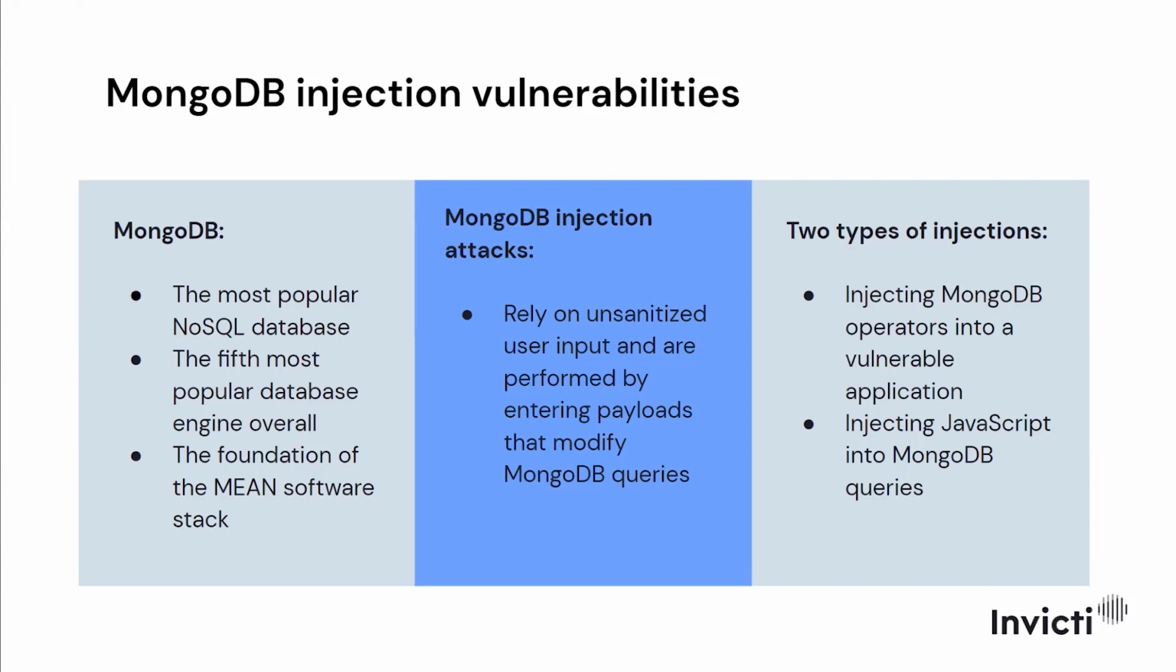Now, similar to traditional SQL injection, MongoDB injections rely on unsanitized user input and are performed by entering payloads that modify MongoDB queries. And you can distinguish two different types of injections. First of all, an attack where you inject MongoDB operators into a vulnerable application. And also, you can inject JavaScript into MongoDB queries. We will take a look at both of these scenarios within this webinar.